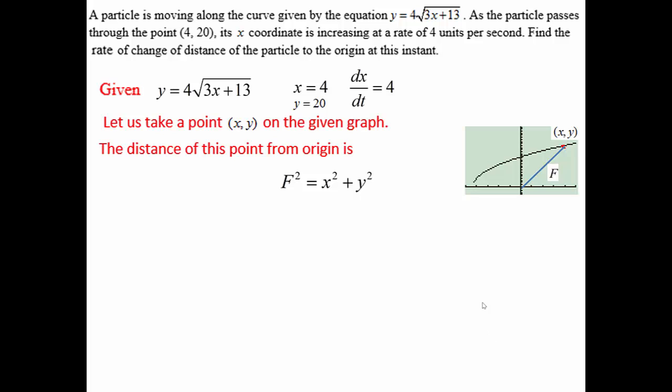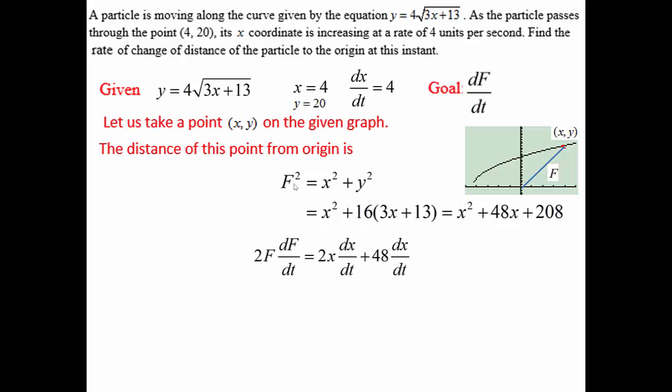Next, see the goal, we need to find df/dt, how the distance changes. Take the derivative. So first I replace my y squared from here, it will be 16 times (3x plus 13), just to make it one variable, or you can use implicit derivative. Now the derivative of f squared will be 2f times df/dt, then x squared gives 2x dx/dt plus 48 dx/dt.